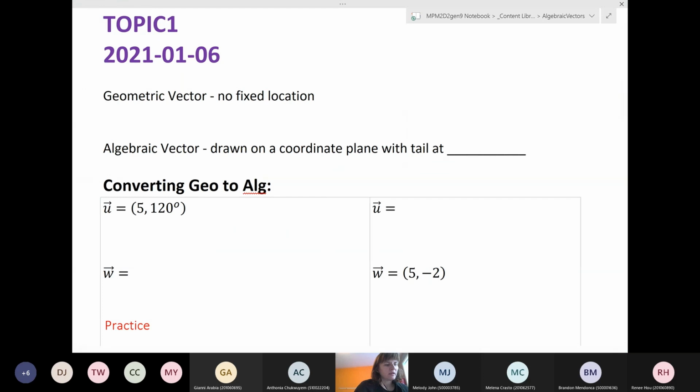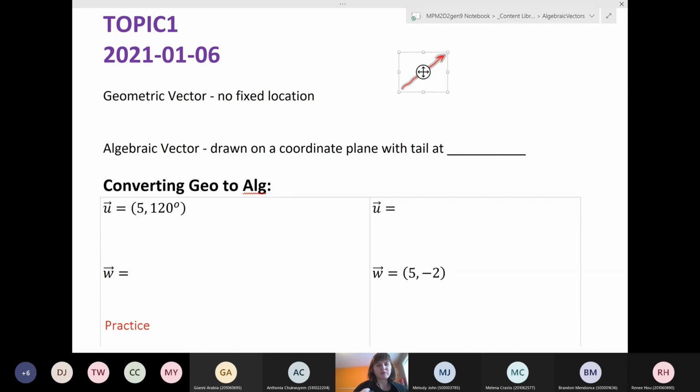All right. So a geometric vector had no fixed location. Even when I was teaching it, I would say, okay, here's the vector, and then I would grab it and just move it around, right? You saw me do that, right? As long as I don't change the size or the direction, the orientation of it, then it was the same vector. So you've seen me do that.